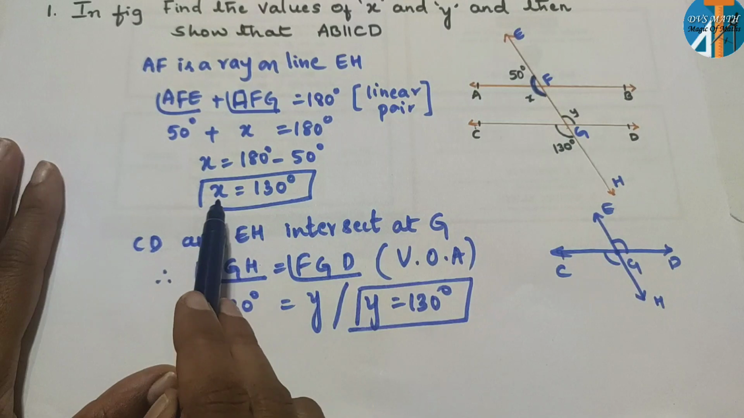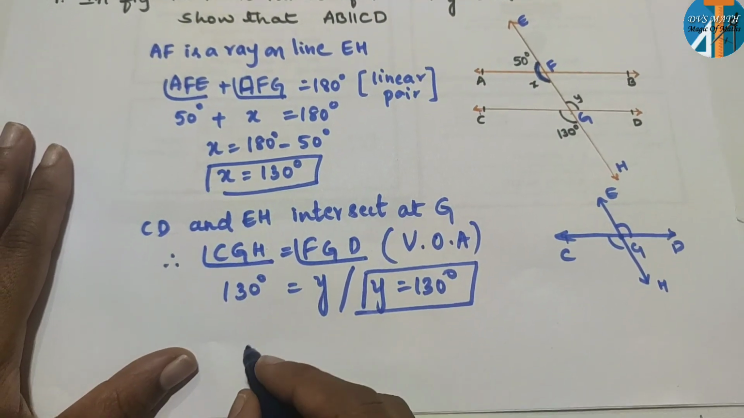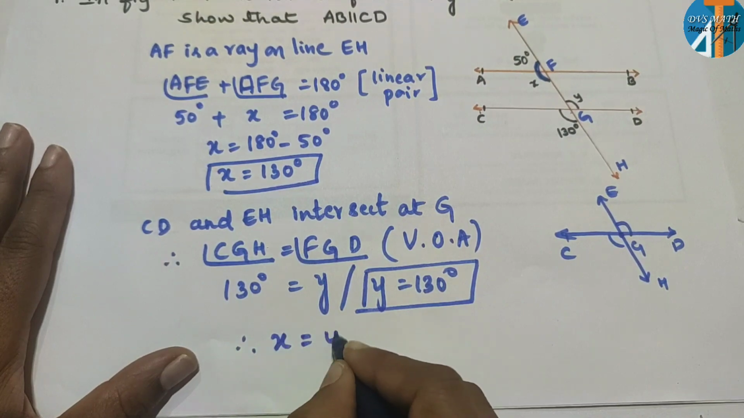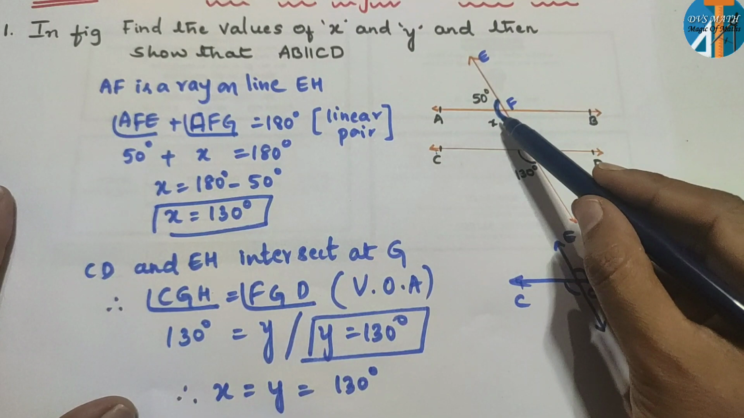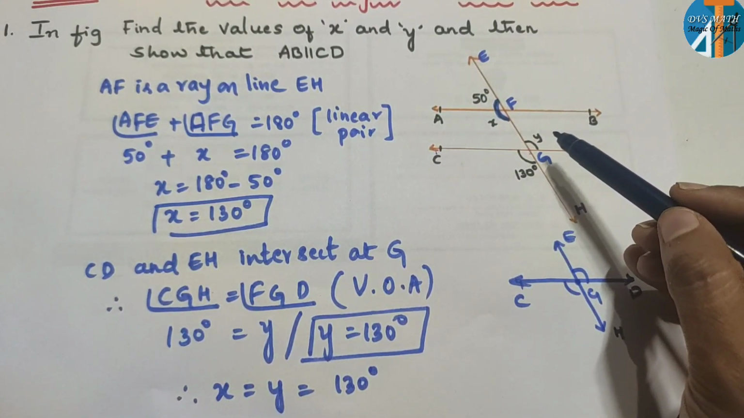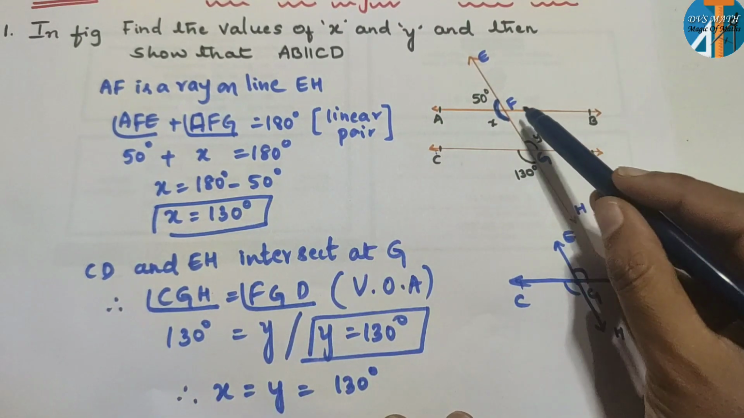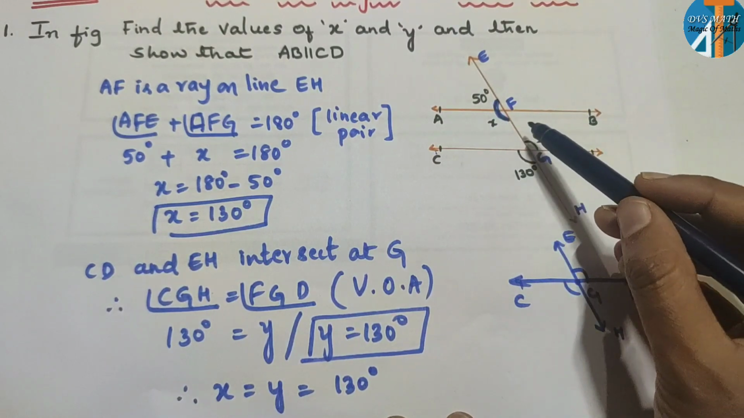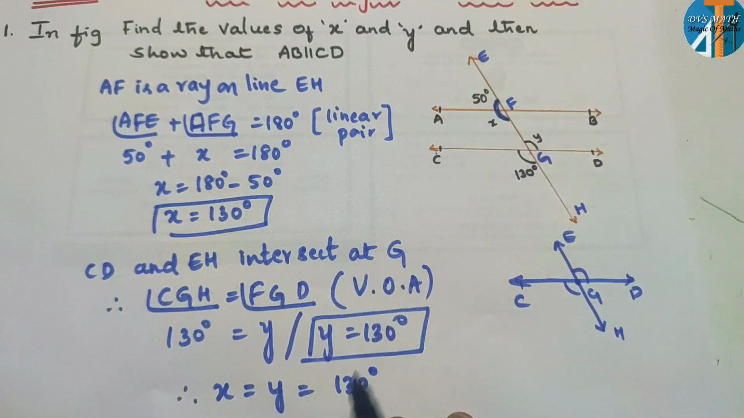If you observe both of them, x is equal to 130 degrees, y is equal to 130 degrees. Therefore x is equal to y is equal to 130 degrees. Observe these two angles x and y. As we discussed the definitions and types of angles, x and y look like alternate interior angles. Alternate interior angles are equal now.